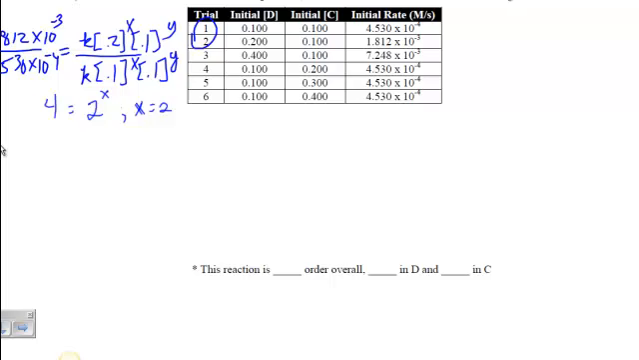Solving for this time, I'm going to use trials 6 and 4 to compare, to solve for the order of C. I'll do that over on this side. So 6 over 4. Alright, notice that the initial rates are exactly the same.